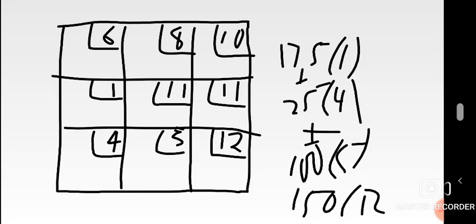So this was the Vogel's approximation method, and a later video will be sent on how to solve the stepping stone method.